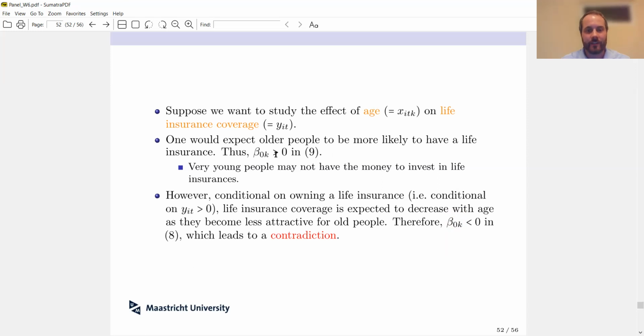So here we get that the beta has to be positive. Here it's negative, and therefore we get a contradiction. So for this type of application, the Tobit model is imposing conditions that are simply too strong. So this will yield a contradiction. That's just a warning that you have to be a little bit careful about the type of application.